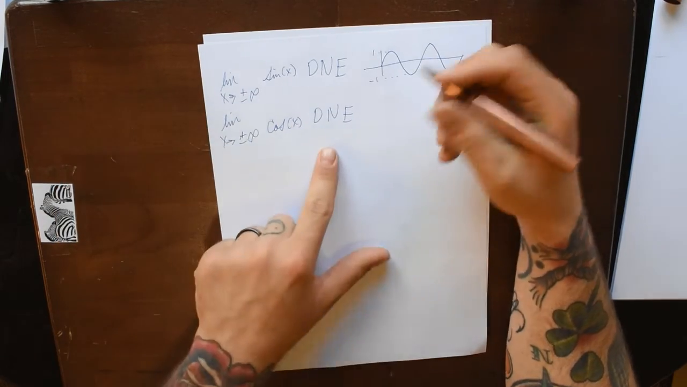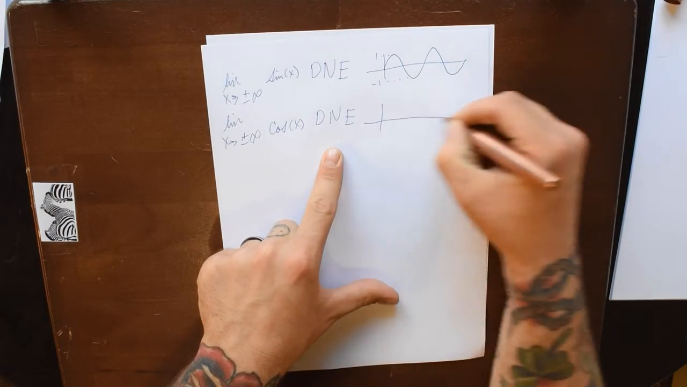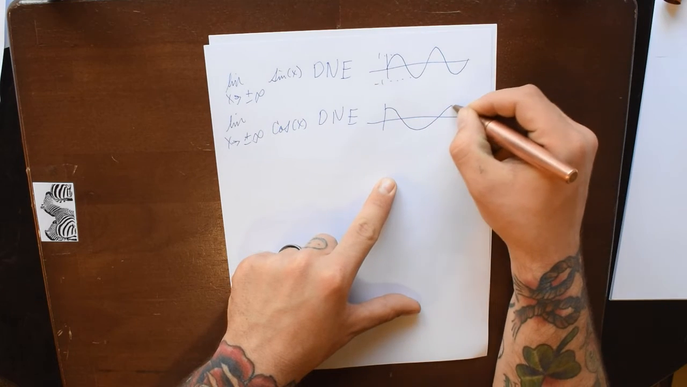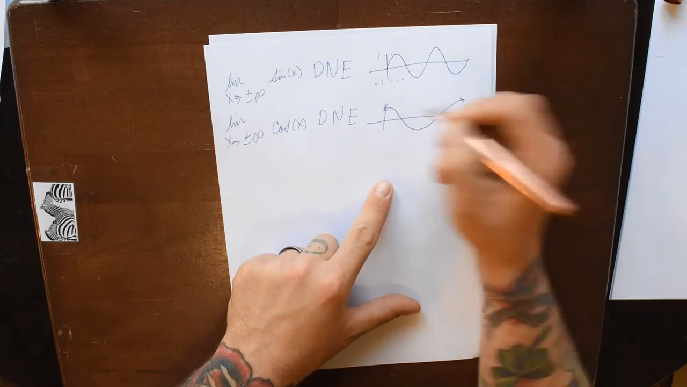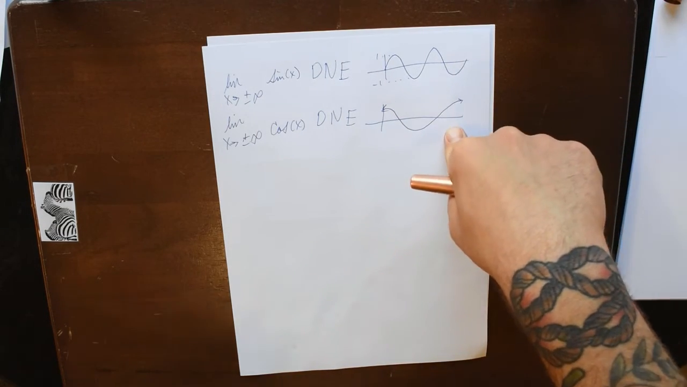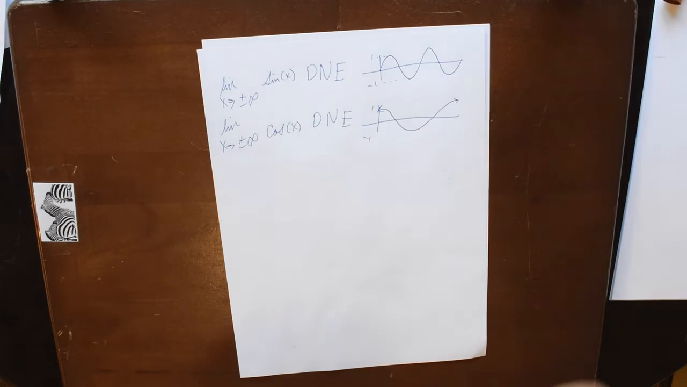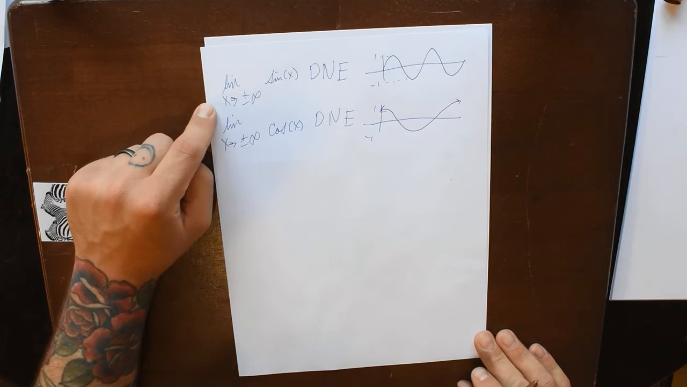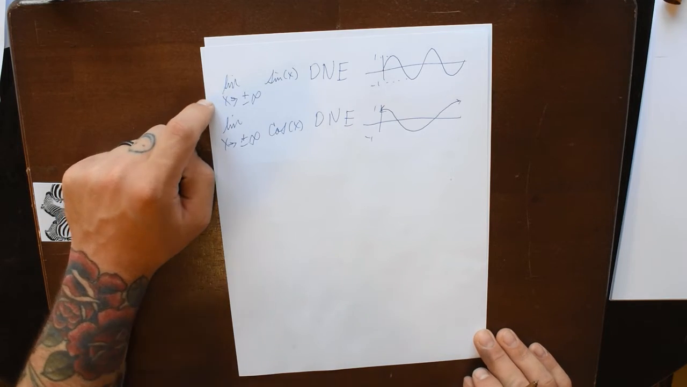The limit of cosine does the same thing, it's just a phase shift away. And for some reason, much harder to draw usually. For the same reason, it oscillates between positive 1 and negative 1, never settles down. So these limits do not exist as x increases without bound.